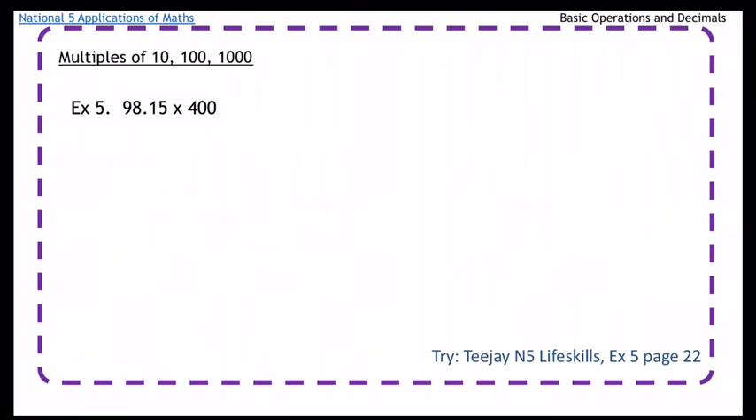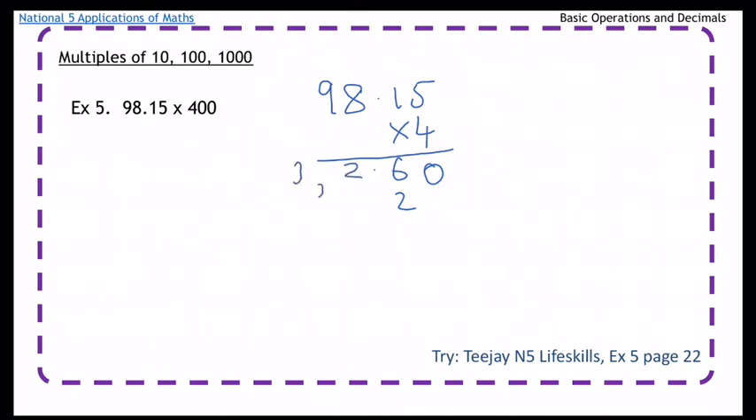Okay, so 98.15 times 400. So we're going to do the same thing as before. I'm doing 98.15 times 4 first, and then we're going to times it by 100. So 4 times 5 is 20. 4 times 1 is 4, plus 2 is 6. 4 times 8 is 32. 4 times 9 is 36 plus 3 is 39. So it's 392.60.